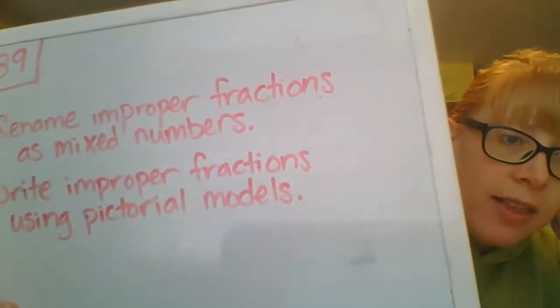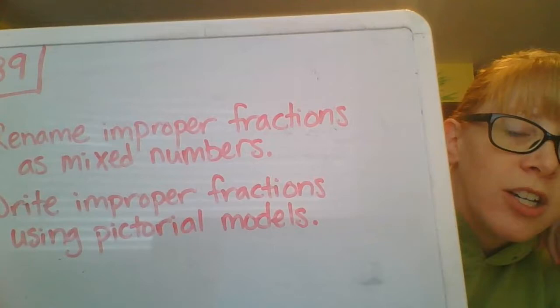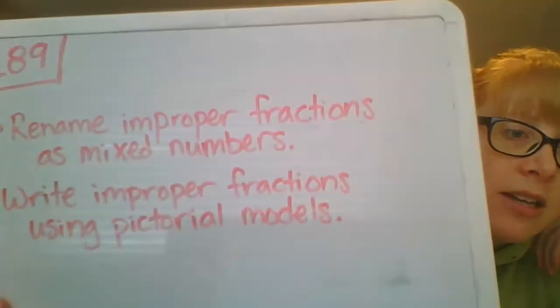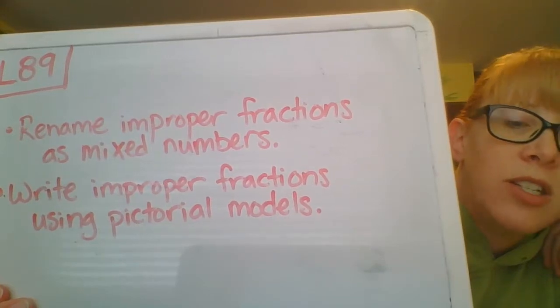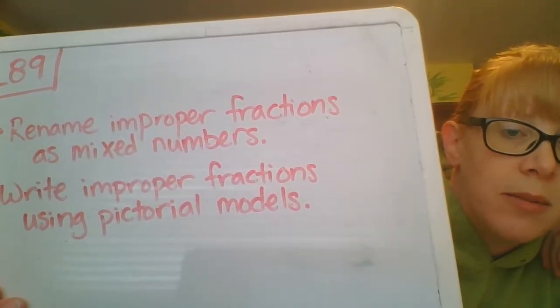The objectives for the lesson are to rename improper fractions as mixed numbers and to write improper fractions using pictorial models. So that just means drawing pictures of the mixed numbers and the fractions. This is combining two different objectives that we've already covered. So we're building on some of that previous knowledge. And it's basically the exact opposite of what we did for our math power up on Monday, where we had mixed numbers that we were converting into improper fractions.